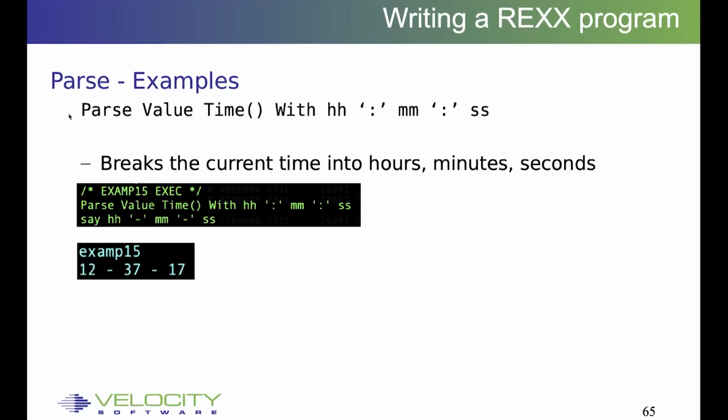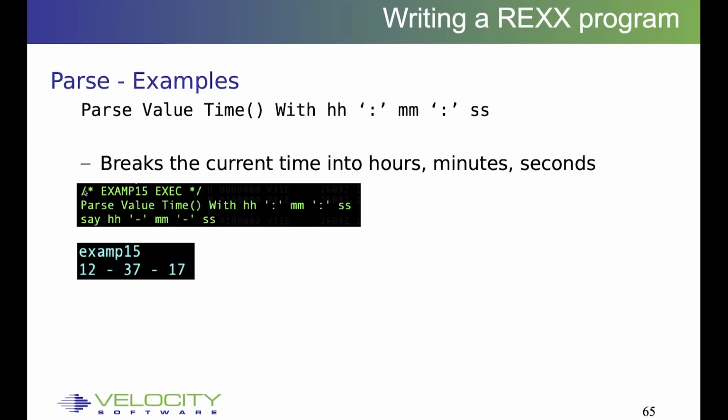Here's an example of parse that might be a little more relevant. We're going to get the time function, parse the result of the time function, and parse it out into its constituent components. So in this case, hours, HH, minutes, MM, and SS being seconds. We have a literal in between hours and minutes, which is the colon that comes back from the time function as the time display. We don't care about the colons. We're just going to throw those away. We just want the numeric values.